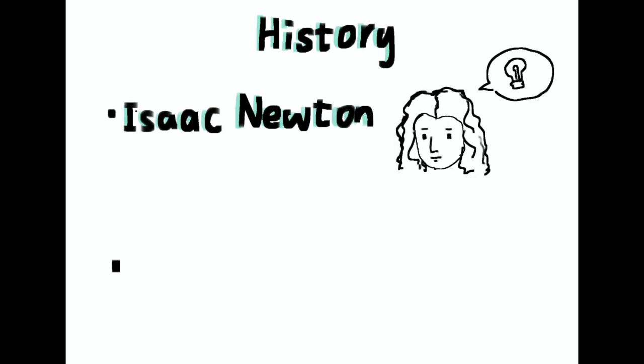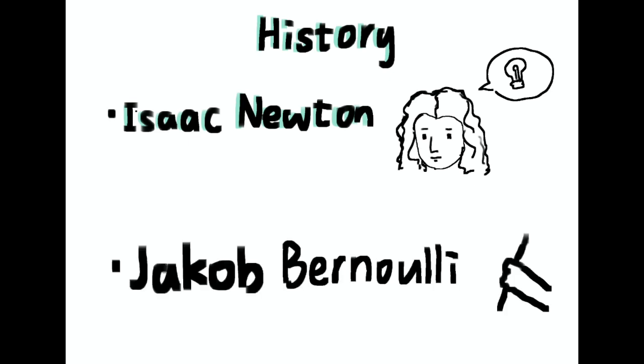Then let's talk about the history of polar coordinates. Actually, it was Isaac Newton who firstly came up with this idea, but his work was not published immediately. And it was Jacob Bernoulli who wrote in detail about polar coordinates and made it public.